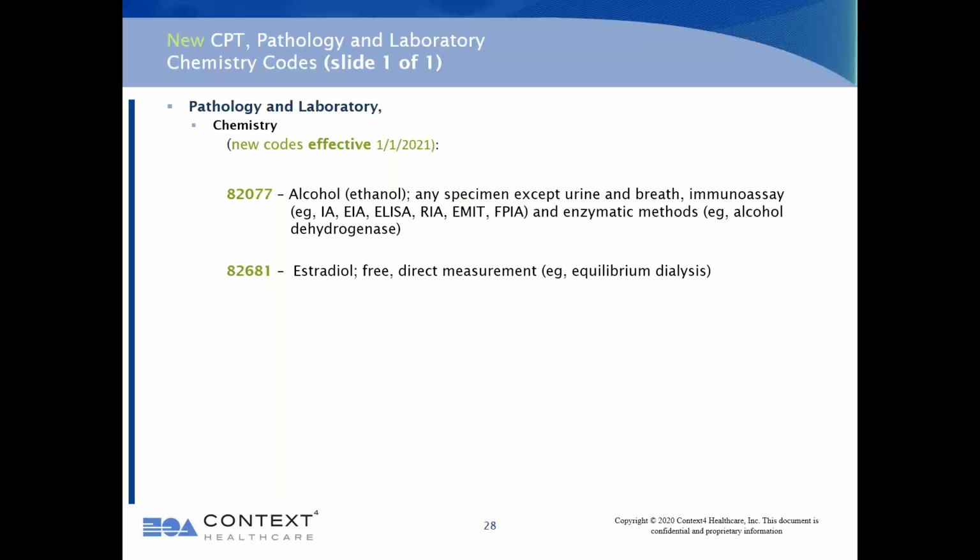There are two new CPT codes added to the chemistry section for 2021. 82077 is for reporting ethyl alcohol from any specimen except urine or breath for studies involving immunoassay and enzymatic approaches. Regarding the second code, the pre-existing code 82670, which previously held the description of estradiol, is revised in 2021 so that its established code description will be estradiol total. So code 82670 will be for estradiol total, and this new code will follow as 82681, estradiol free.